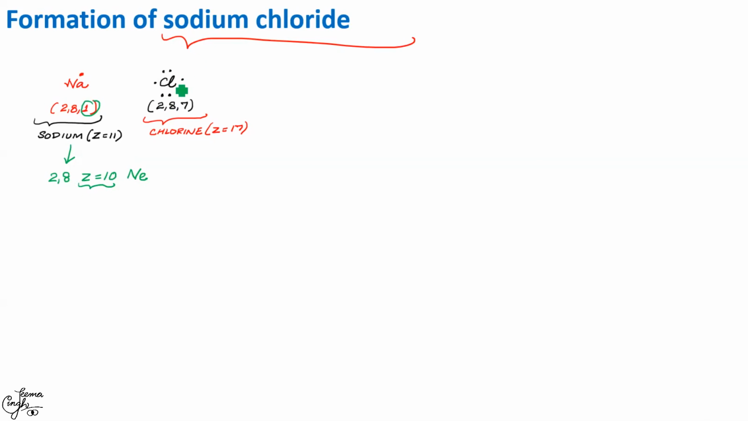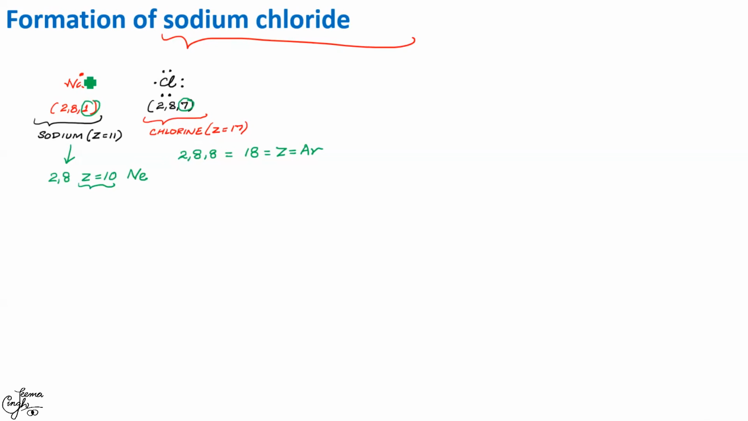Similarly, if we look at the valence electrons of chlorine, here 7. If chlorine gets 1 electron, it will have a configuration of 2, 8, 8, which is equal to 18 electrons, and 18 electrons means the atomic number of argon. So both sodium and chlorine can achieve octet configuration by losing and gaining electrons respectively. And how many electrons do they have to actually lose or gain? Sodium has to lose 1 electron, whereas chlorine needs to gain or accept 1 electron.